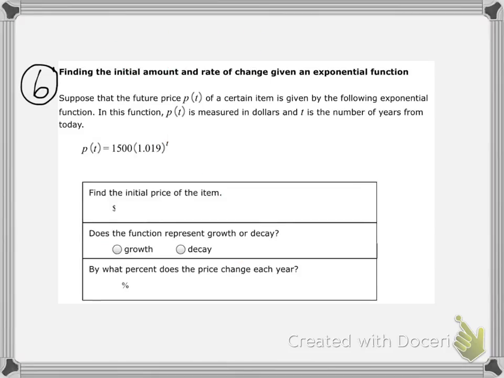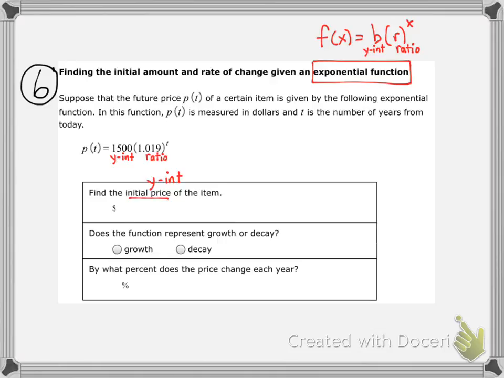For number 6, we're looking at an exponential function. We have a formula for the exponential function. f of x equals b times r to the power of x, where b represents the y-intercept number and r represents the ratio number. If we look at our equation, we can identify P of t, different letters but still okay, equals 1,500, which is our y-intercept, times 1.019, which is our ratio, to the power of t. First question wants us to find the initial value, which is just the y-intercept, and so it is 1,500.